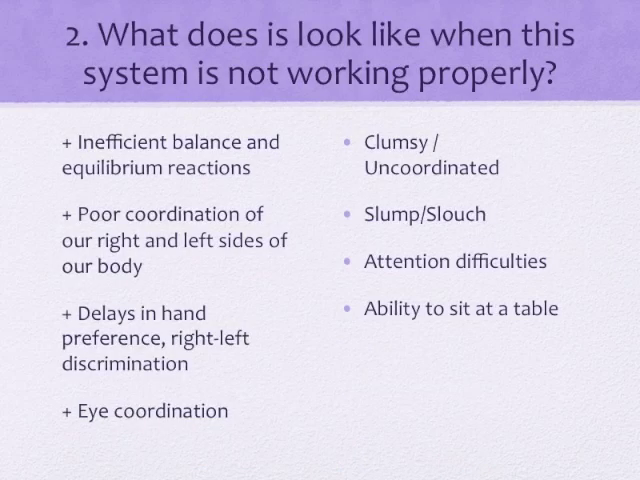If any of the steps involved within the vestibular system are interrupted or faulty, it may lead to inefficient balance and equilibrium reactions, which may affect a child's success in performing activities such as riding a bike. In addition, difficulties with poor coordination of our right and left sides of our body may make activities such as cutting with scissors or buttoning a shirt especially challenging. Eye coordination may also be affected and ultimately affect success in handwriting or reading skills.